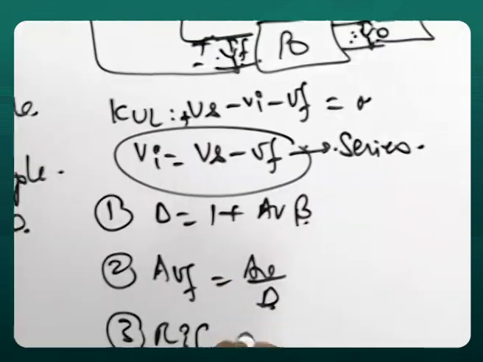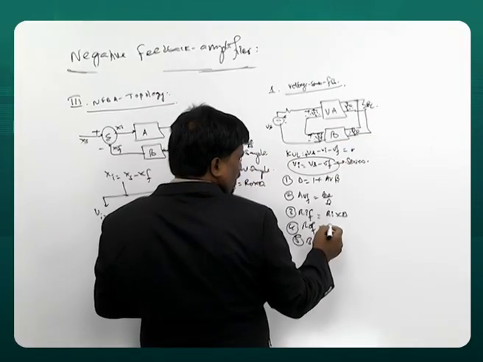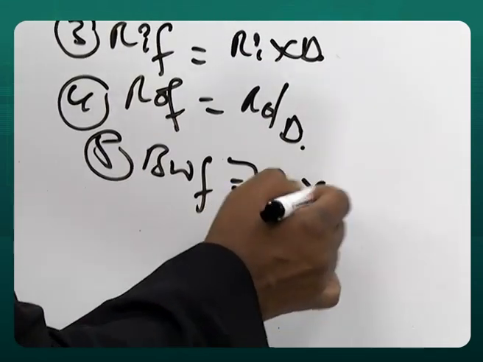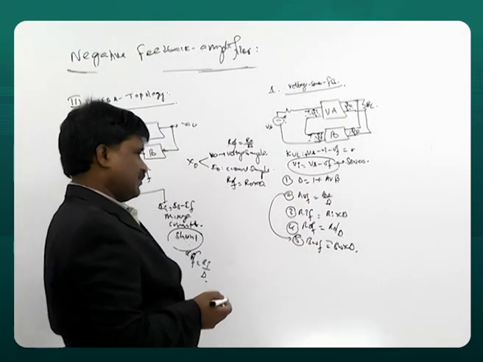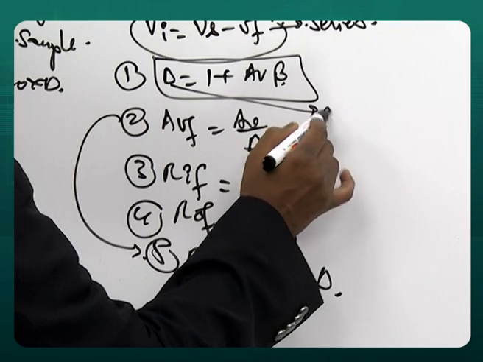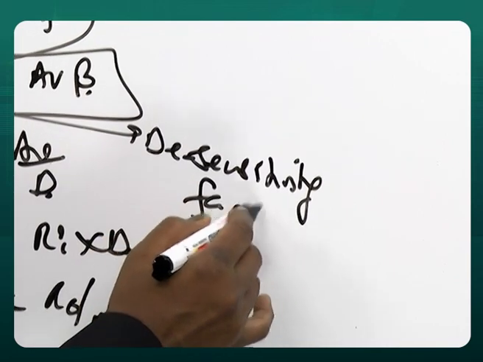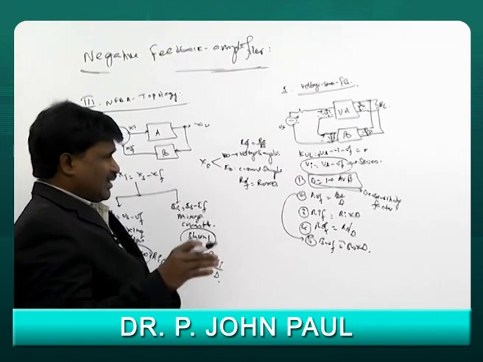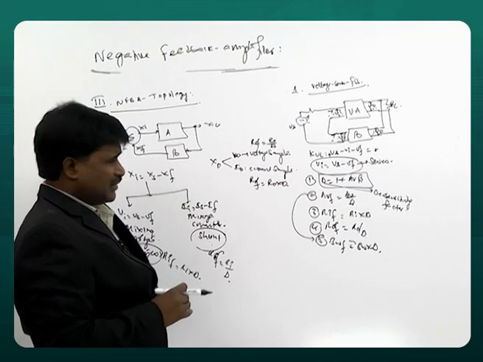Now you tell me, input is series, that's why this should be multiplied. Output is voltage, that's why this should be divided. Bandwidth is multiplied. When the gain is decreased, bandwidth is multiplied. So everything depends on this D. The D is called the desensitivity factor. Why is it called desensitivity? It is desensitizing the variations, the changes, that means stabilizing the gain.